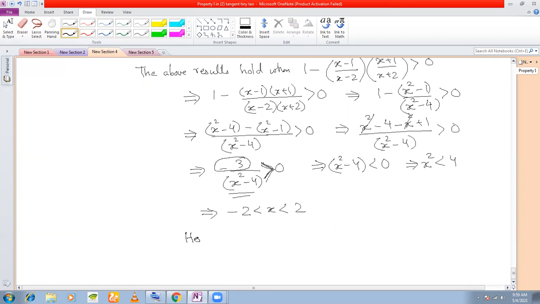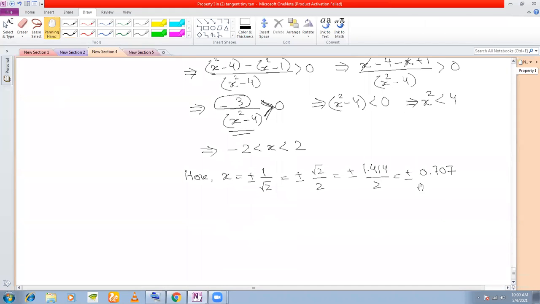So here, what was the value of x that we got? Here x we got as plus or minus 1 by root 2. Now if you rationalize the denominator to check the value of 1 by root 2, you multiply numerator and denominator by root 2 to get root 2 by 2, which is equal to plus or minus 1.414 divided by 2, which is equal to plus or minus 0.707. So tell me, plus 0.707, does it lie between minus 2 and 2? Yes, isn't it?